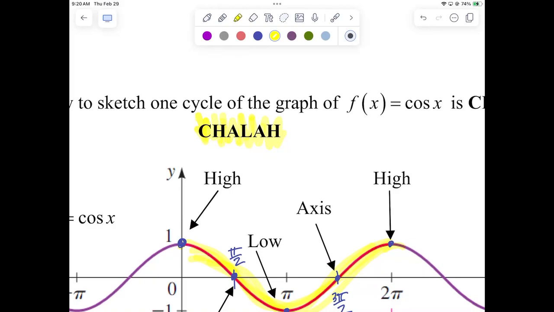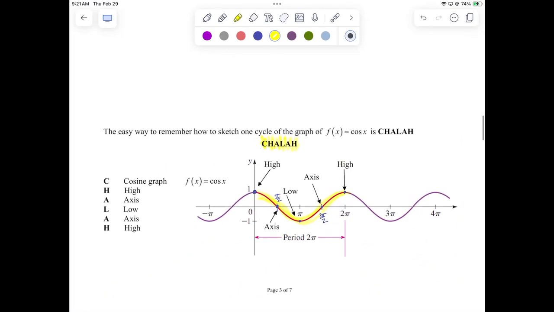So the C is for cosine, and then here's our 5 critical values that follow. High, axis, low, axis, high. That's cosine. So you got Sahala and his partner in crime, Chala. Thank you for saying it. Yeah, Chala. All right. And of course, the pattern continues on and on.